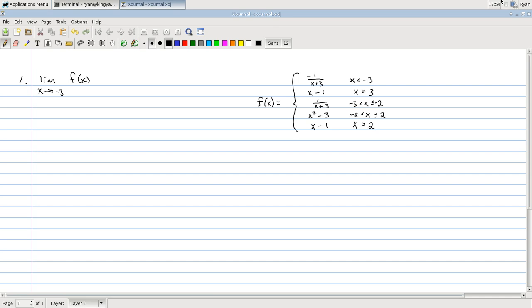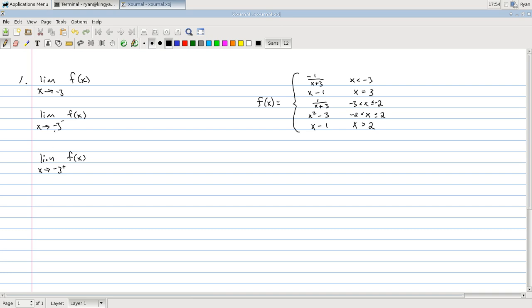Number 1, the limit as x goes to negative 3 of f of x, where f of x is defined by this piecewise function. Since our function is defined in pieces, I want to look at the limits from the left and from the right. So we'll break this limit into two pieces. The limit as x goes to negative 3 from the left of f of x, and the limit as x goes to negative 3 from the right of f of x.